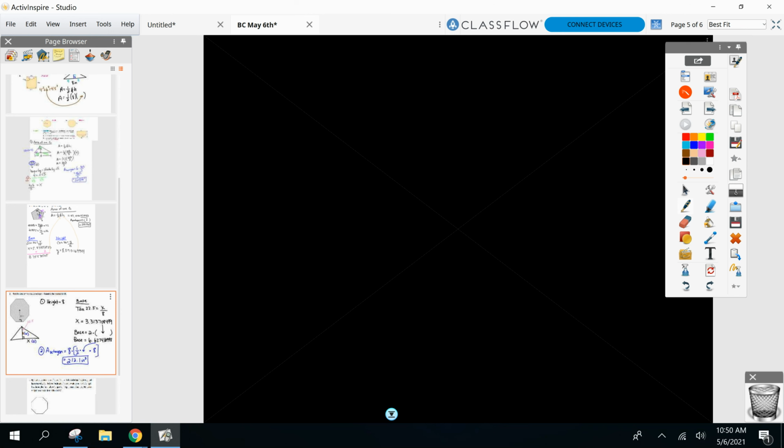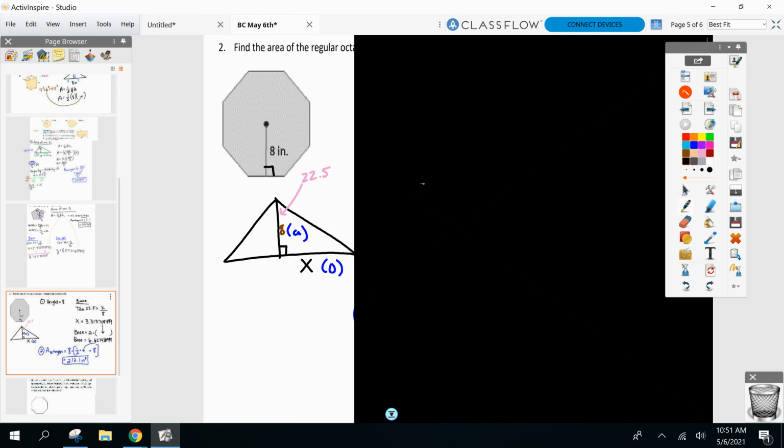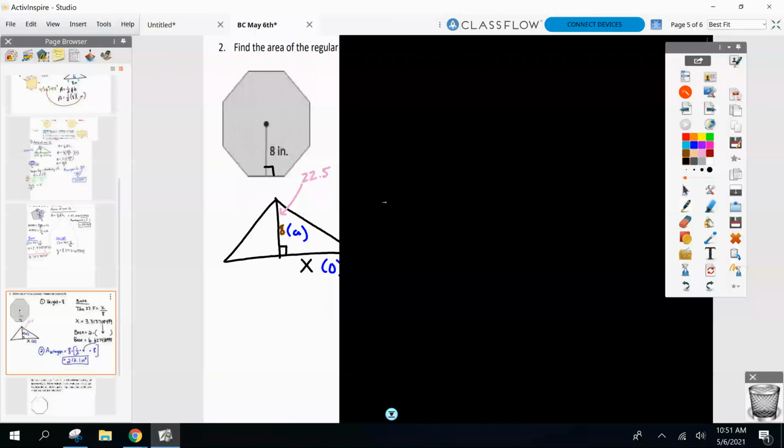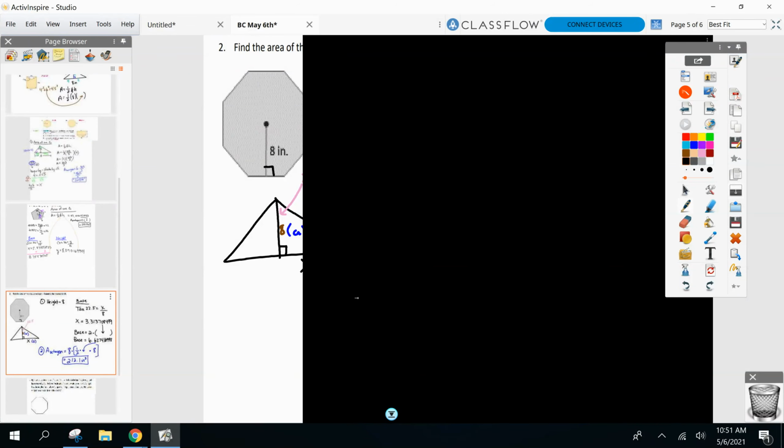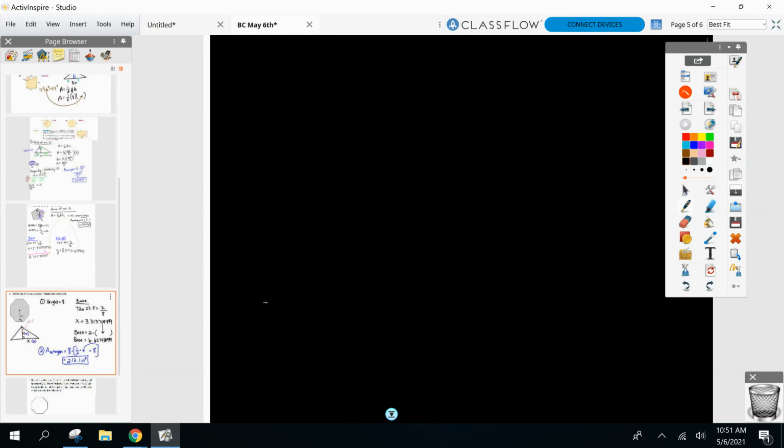Wait, what do you do if the radius doesn't go to an angle that's just... Yes, thank you. That segment that's there, that is 8 inches. That's perpendicular to the side. Okay. Yep, I should have put a right angle in there. Yes, that 8 inches is perpendicular to the side.